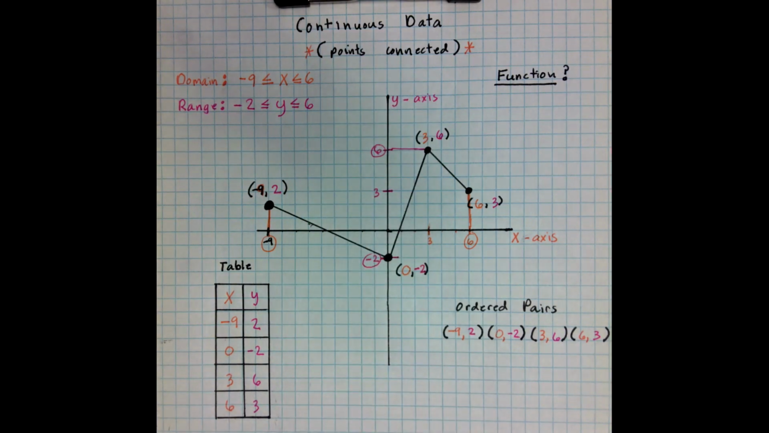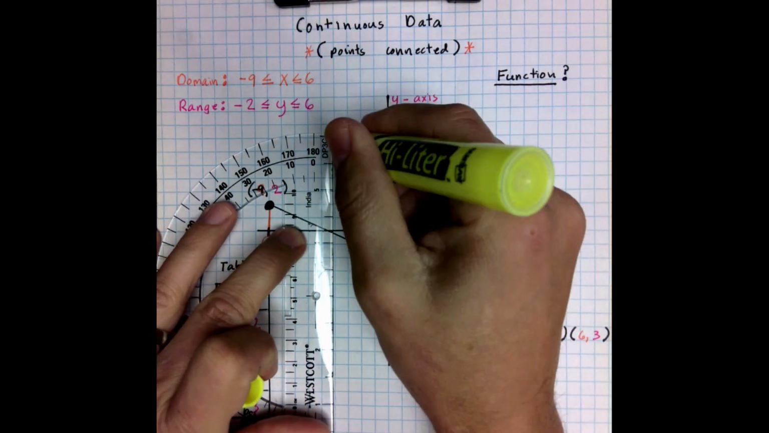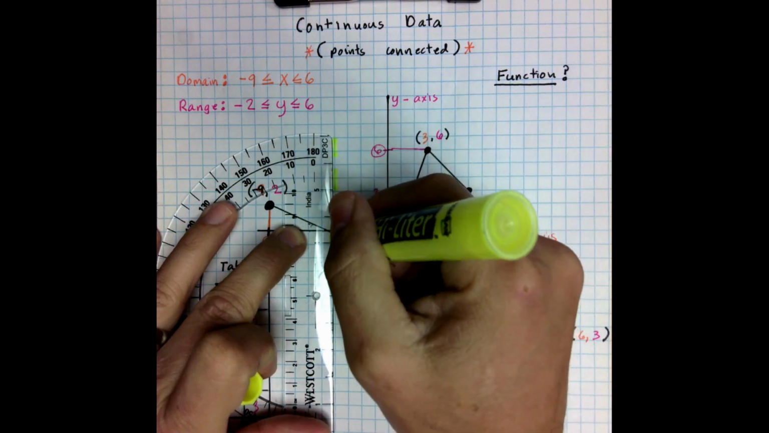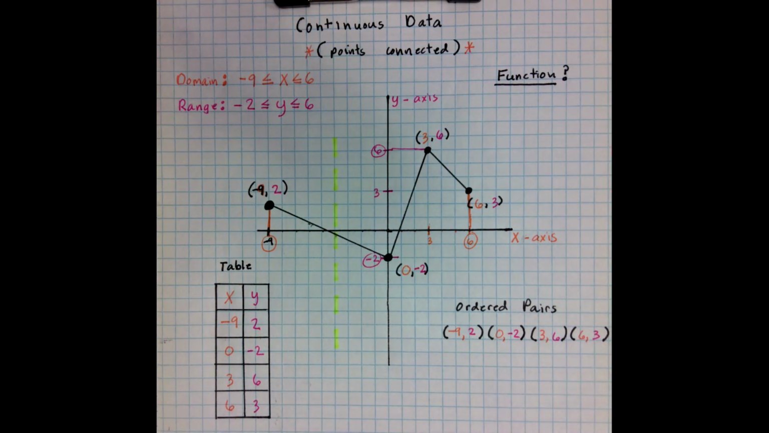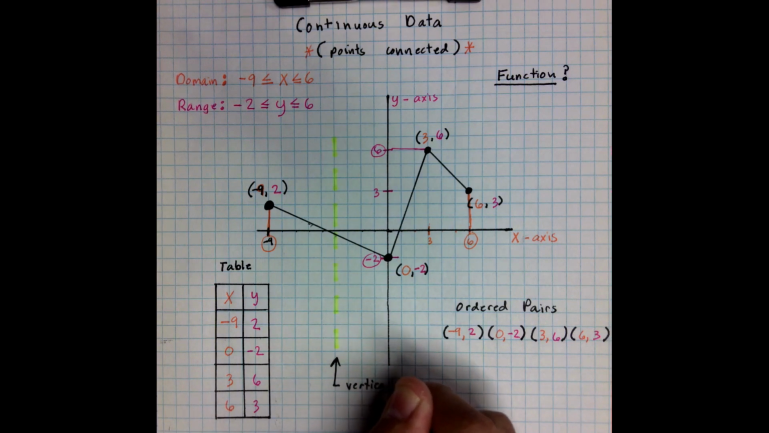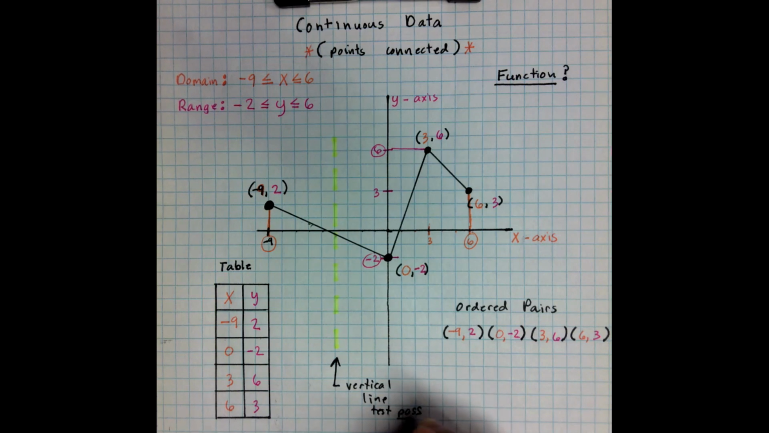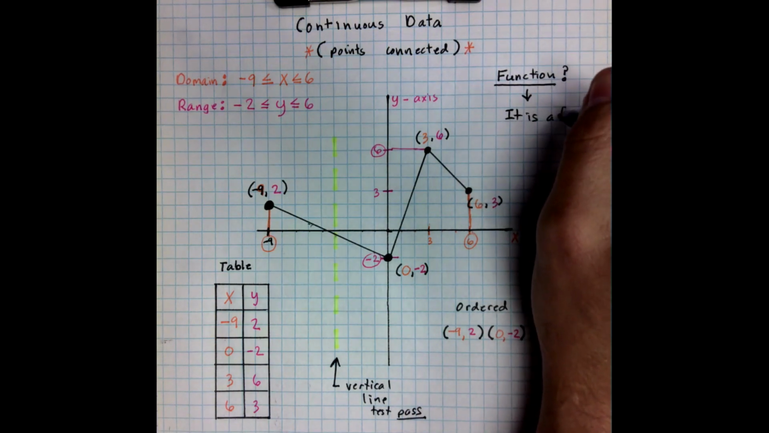Now, I could pick any place to do a vertical line through it, but just for grins, I'm going to go ahead and get a highlighter, and I'm going to do my vertical line right through this area right here. But again, you could do this anywhere on it. And it has to follow the rule that it can't touch more than one x value anywhere on the graph. So that's my vertical line test. I'm just going to label it vertical line test pass. So this tells me that this is a function. So I'm going to put it is a function.